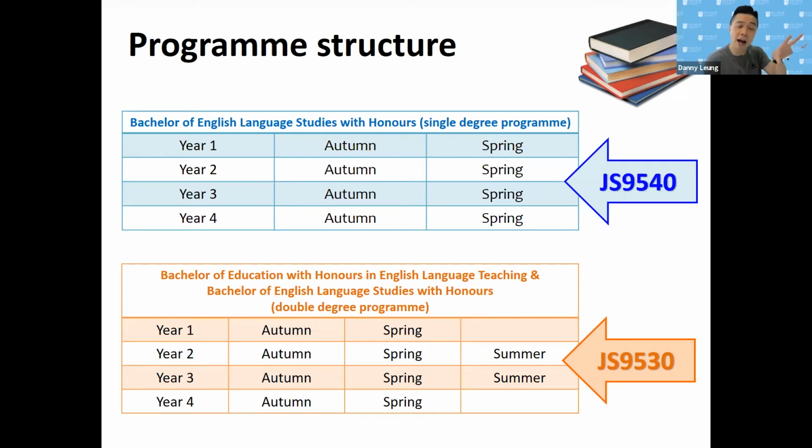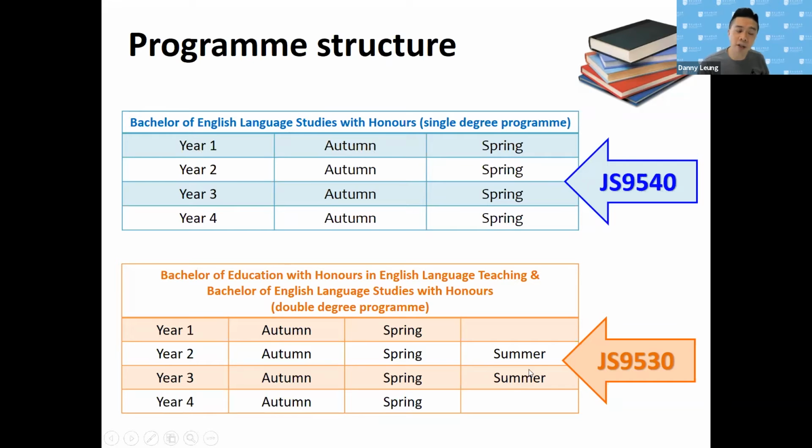And that's why, as you can see, we've got these two English language studies programs, the English single degree, 9540, and the English double degree, 9530. The single degree, which is similar to other single degree programs offered by other universities in Hong Kong, will be a 4-year program. In other words, you will be spending 4 years with us with both the autumn term, September to December, and the spring term, round about January to May. So 2 terms in an academic year. This will be the same for all the 4 years.